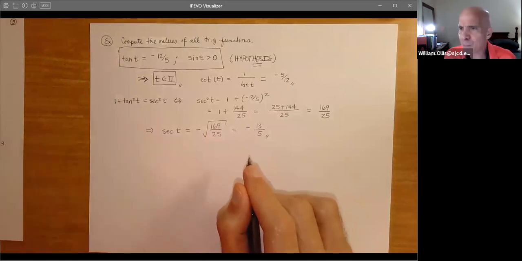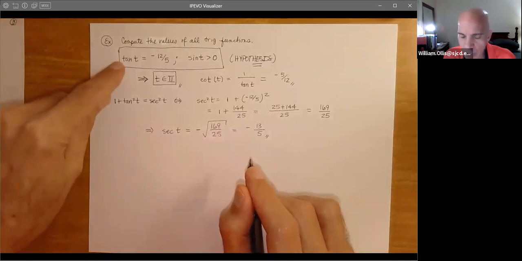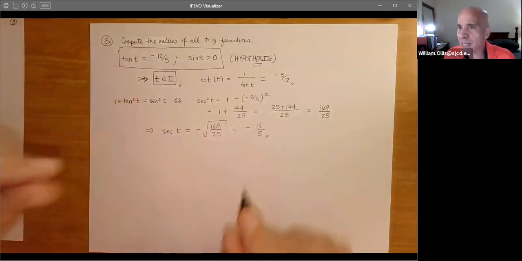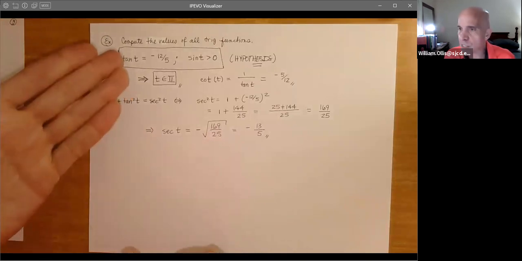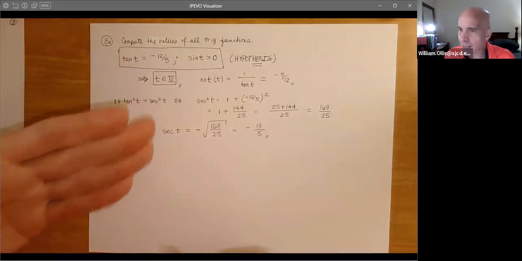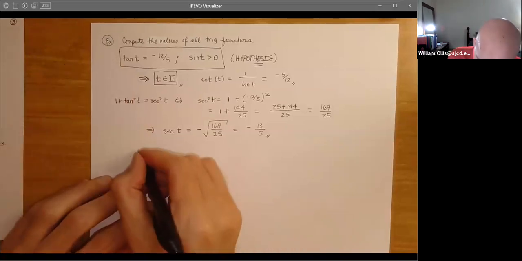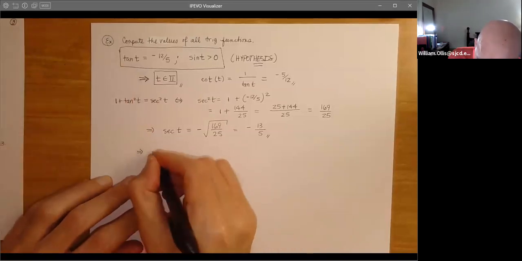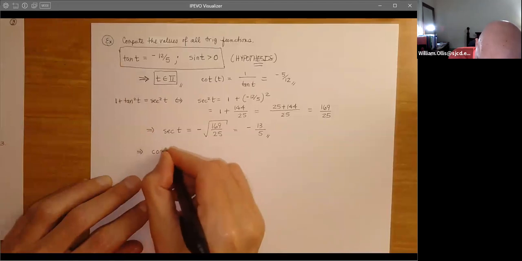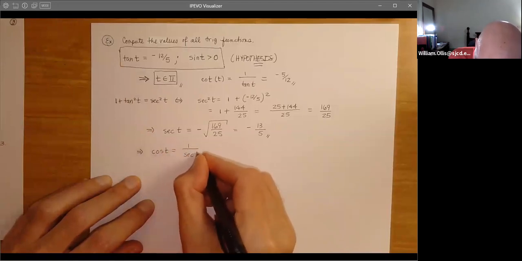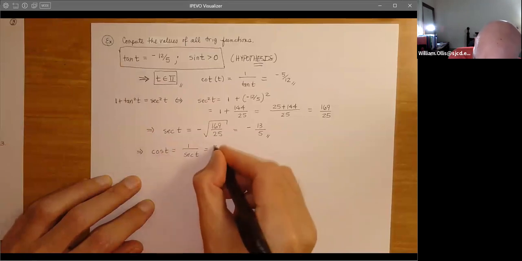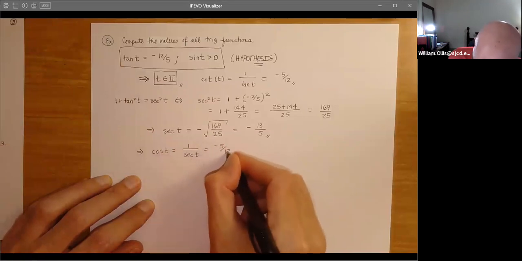Okay, and there are many ways to do these problems, ladies and gentlemen, but since we're given the value of tangent and we only have at this point the Pythagorean identities, this is a convenient way to get at the actual secant. So now this implies that cosine, which is the reciprocal of secant, now we just go backwards, will be -5 over 13.